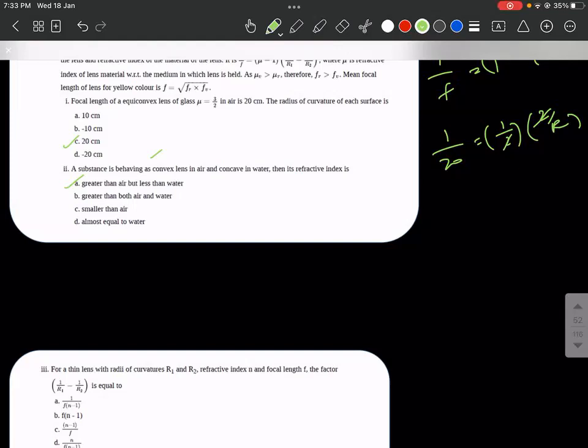If you take a lens and immerse it into a medium whose refractive index is greater than that of the lens, listen to this. You have a lens in hand, and you are putting it in a medium whose refractive index is greater than that of the lens. Then the nature of the lens will change. Concave will start behaving like convex and convex will behave like concave. What is the mathematical reason behind it? It is the lens maker's formula.